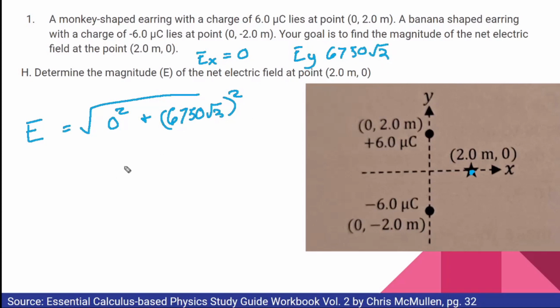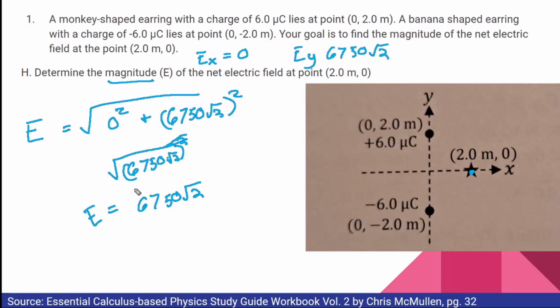We end up with the square root of 6,750 radical 2 squared. The square root and the square are opposing operations, in a sense, to the point where they cancel out. So we get our resulting vector being 6,750 radical 2. Do not forget that this is a magnitude, so the sign of the value doesn't matter because it's absolute.